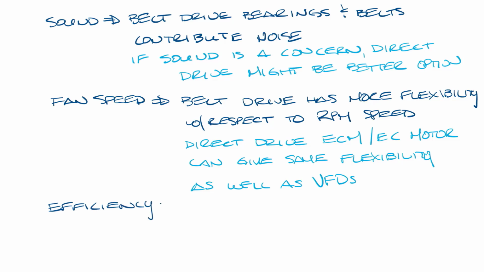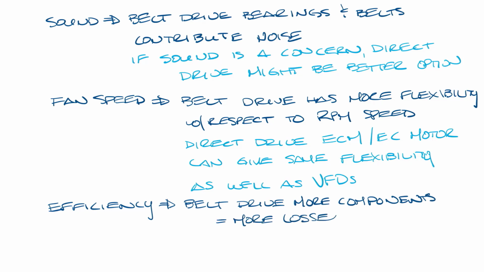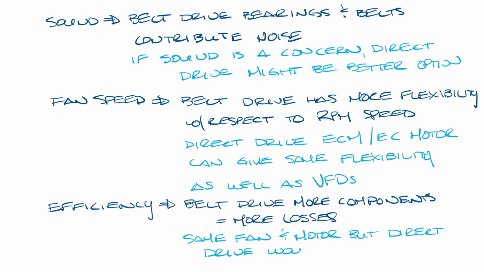Efficiency is another thing to look at. In a belt drive system, there are more components to have losses. For instance, you can have 5 to 15% loss in the belt system. So if a direct drive and a belt drive fan have the same exact motor efficiency, the belt drive fan would have more losses and therefore the direct drive fan would have higher efficiency.